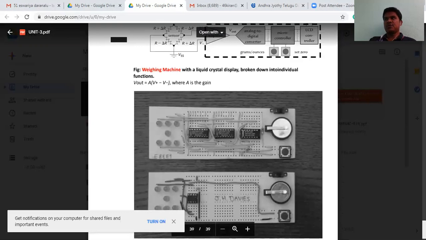I hope you understood the importance of the MSP430 microcontroller for building a sample embedded system.